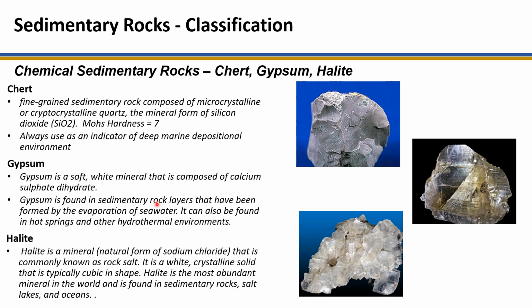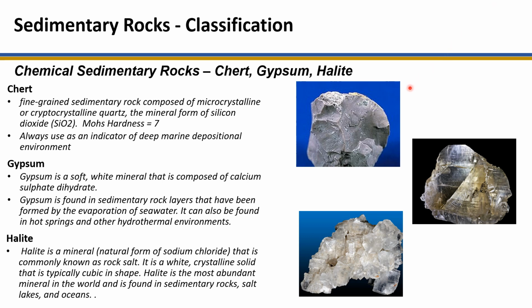Halite is a mineral, the natural form of sodium chloride, that is commonly known as rock salt. It is a white crystalline solid that is typically cubic in shape. Halite has a hardness of around 2.5, which means it is softer than a knife blade and can be scratched with a fingernail. Halite is the most abundant salt mineral in the world and is found in sedimentary rocks, salt lakes, and oceans. It is estimated that about 2.9% of the Earth's crust is composed of halite. Halite is typically formed when seawater evaporates, leaving behind a layer of salts.